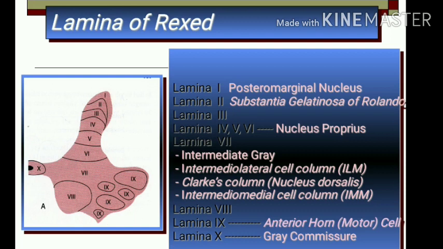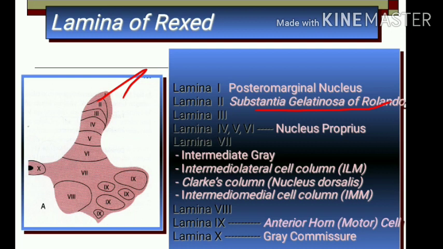Now we discuss the laminae of Rexed. There are 10 laminae present in the spinal cord. They are lamina number 1, which is also known as the postero-marginal nucleus because it is dorsal most as well as at the margin. Lamina 2 is also known as the substantia gelatinosa of Rolando. Important laminae we will remember.